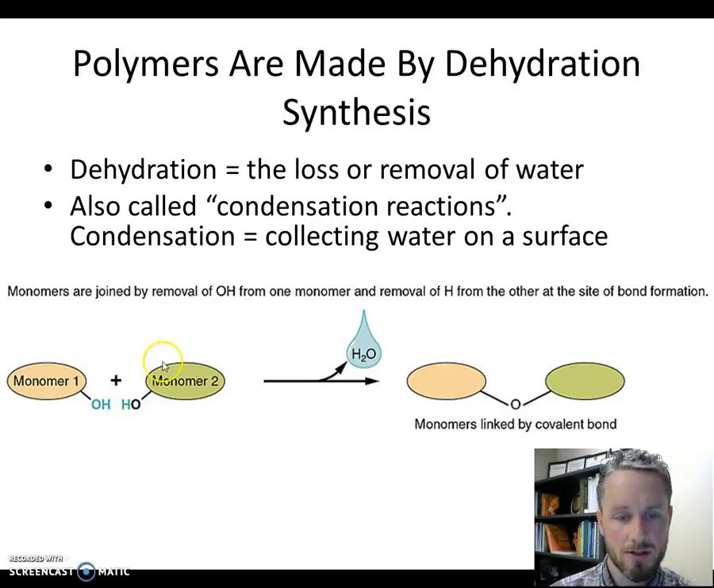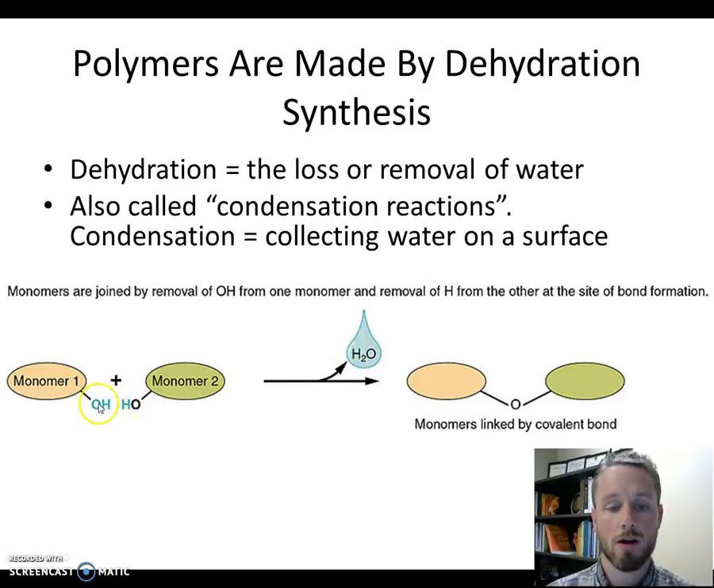Here are two monomers. The monomers that we use to make polymers out of will always have these hydroxyl groups available on them. The hydroxyl groups contain an oxygen and a hydrogen, right? And from those hydroxyl groups, we can remove one oxygen and two hydrogens to produce a water molecule. So this is where the dehydration comes in. We're removing water from the monomers, and we're producing the water here. That's where the condensation comes in as well. We've just created this water droplet. We created a molecule of water, condensation, by doing this reaction.